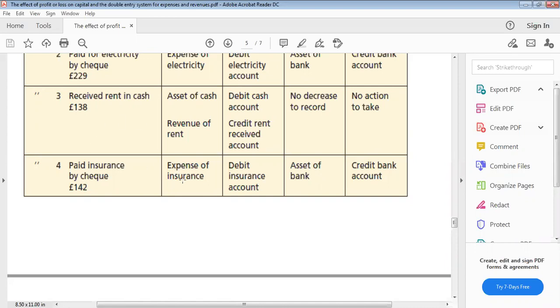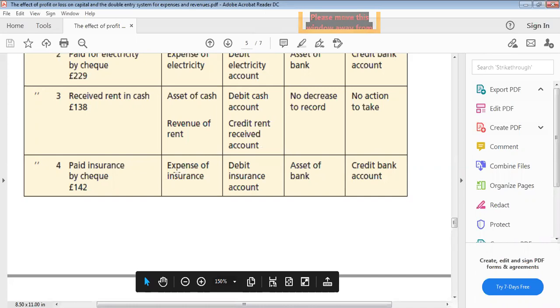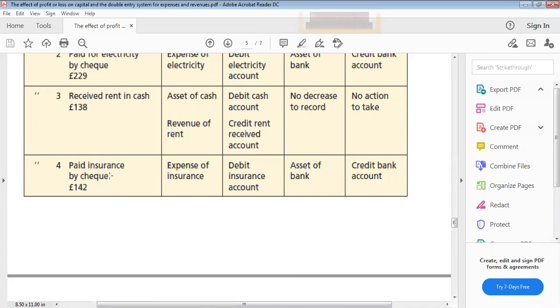All right. So for this one, paid insurance by check, 142. Debit the insurance account, and then the asset of bank is decreasing, so credit the bank account, right? So in this case, two accounts are affected here: insurance and bank. Insurance is an expense, so you debit insurance because it is increasing, while bank is an asset and it's decreasing, so you credit bank.